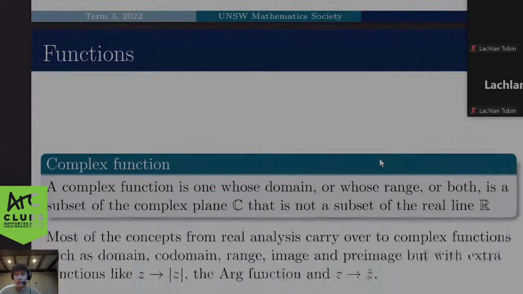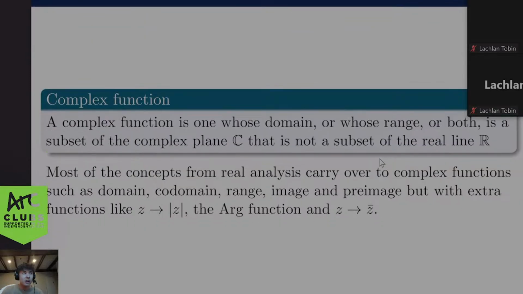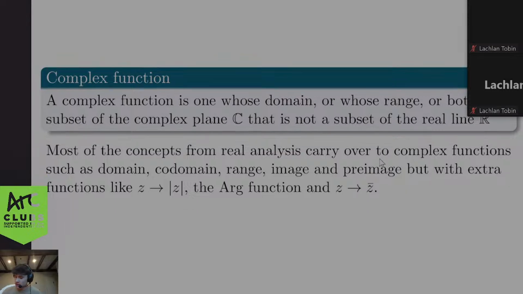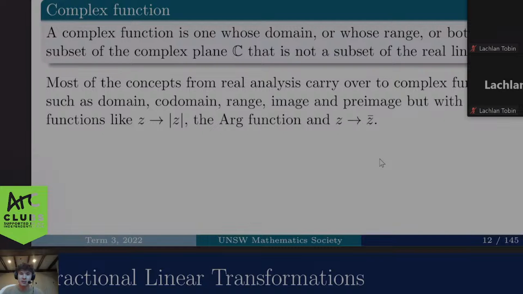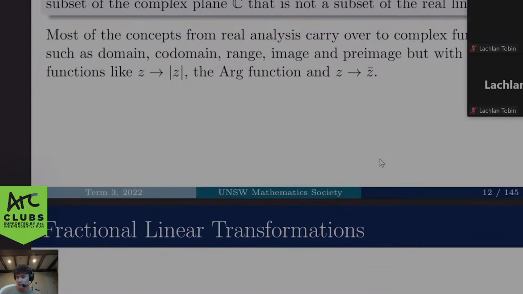We're going to move on from that to functions now. A complex function is one whose domain, range, or both is a subset of the complex plane. Essentially we can start putting complex numbers into our functions and getting complex numbers out. A lot of the stuff from real analysis, like domain, codomain, range, etc., is the same, but there exist some more interesting functions like the modulus or the argument.